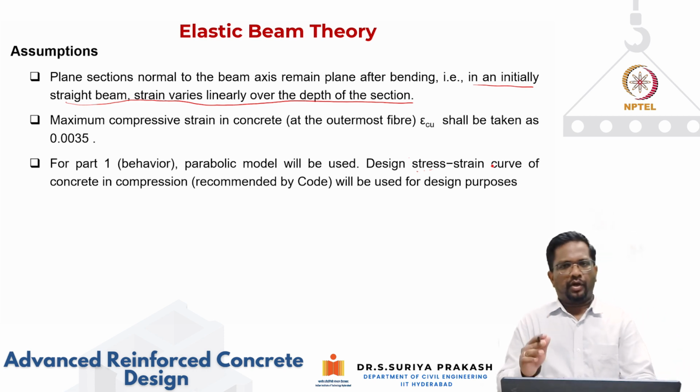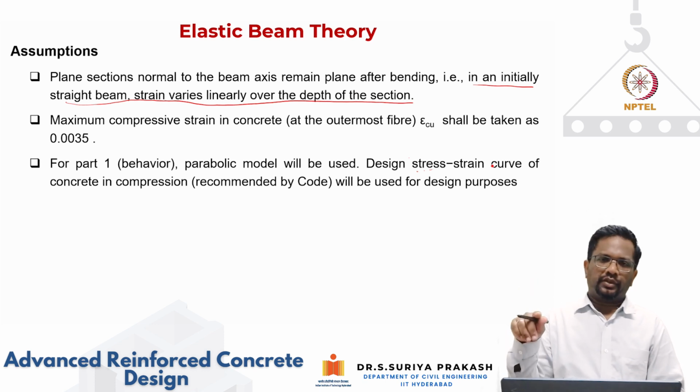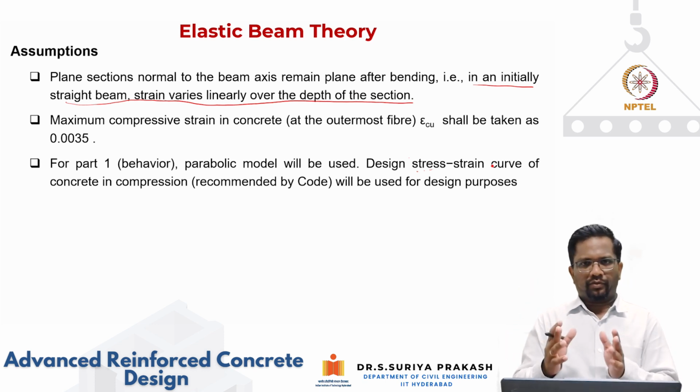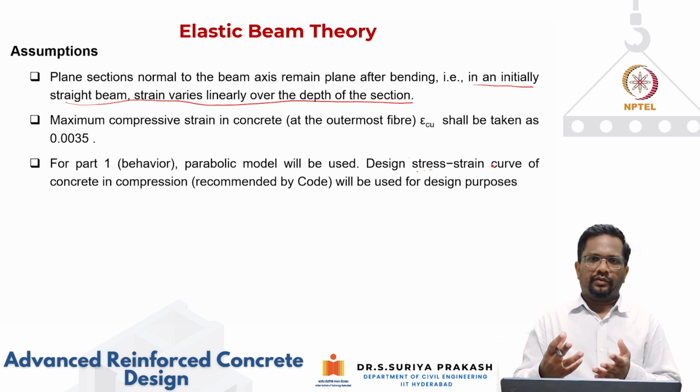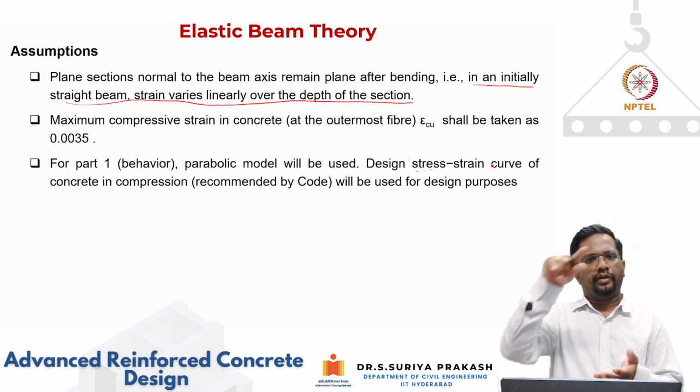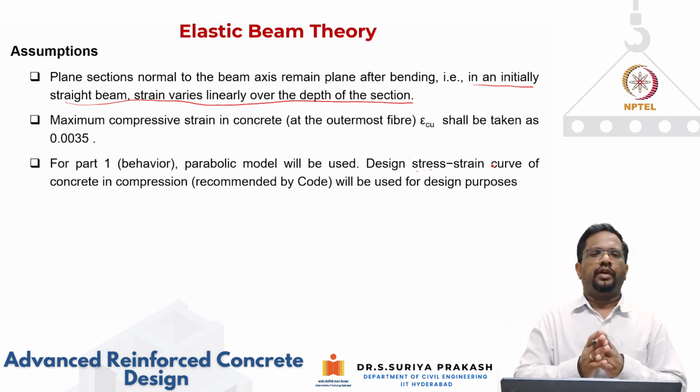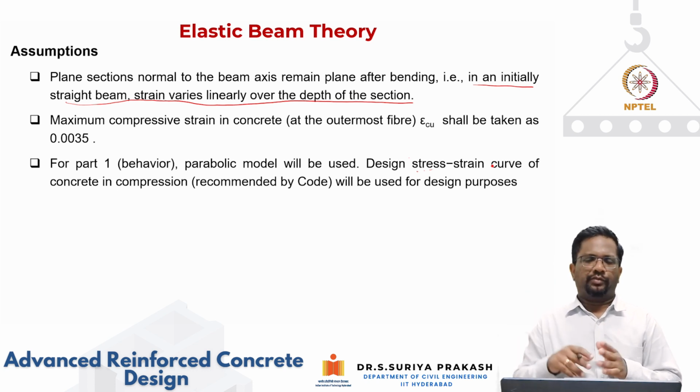Okay, so for part one, we are going to use the constitutive equation that we observe when you test a concrete cylinder, for example, in compression. We'll get this parabolic model for strength less than 40 megapascal. It's good enough. It's a reasonably good assumption. That's how the shape will be.